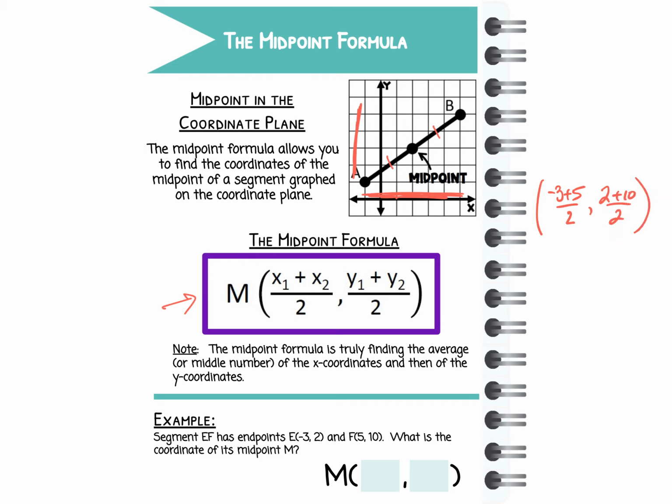All right, so I end up with 2 over 2 and 12 over 2. When I simplify that, my midpoint becomes (1, 6). So the midpoint is at (1, 6).